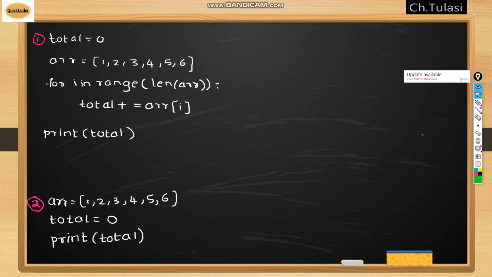Okay friends, let's see this code, first code. We have initialized a total with 0, an array with 6 elements, and we are traversing through the array, and total plus is equal to each element, and print total. Okay, let's derive some equation.